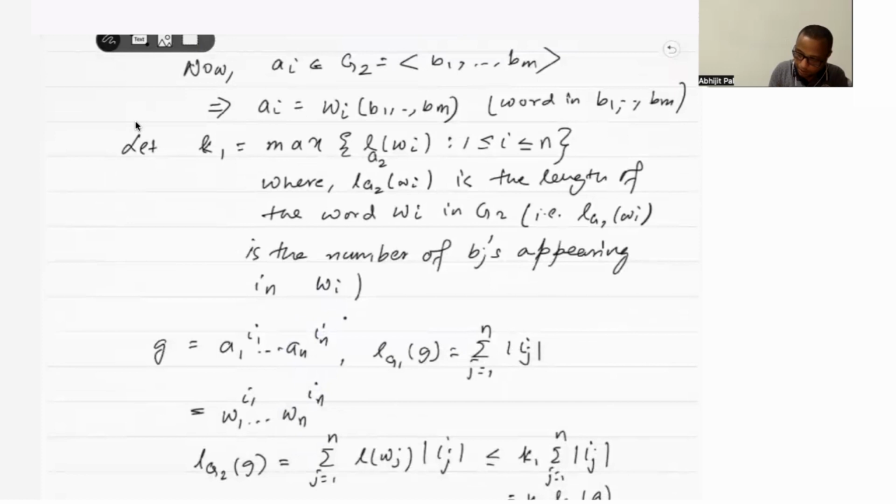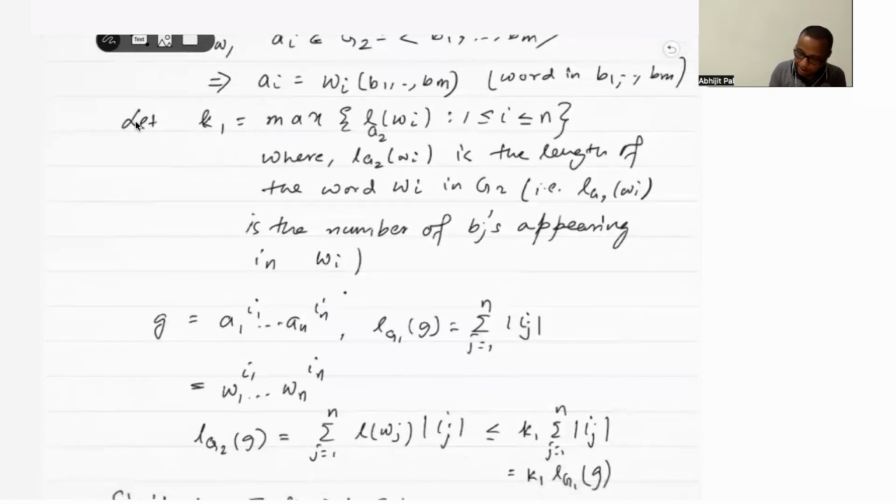A1 to the power I1 dot dot dot An to the power In. The length of this g in G1 is equal to the summation j equal to 1 to n of mod of ij, and each of this ai is equal to wi. So we have this equality here. And now the length of this word g in G2 is equal to the summation j equals 1 to n of the length of wj times mod of this ij.